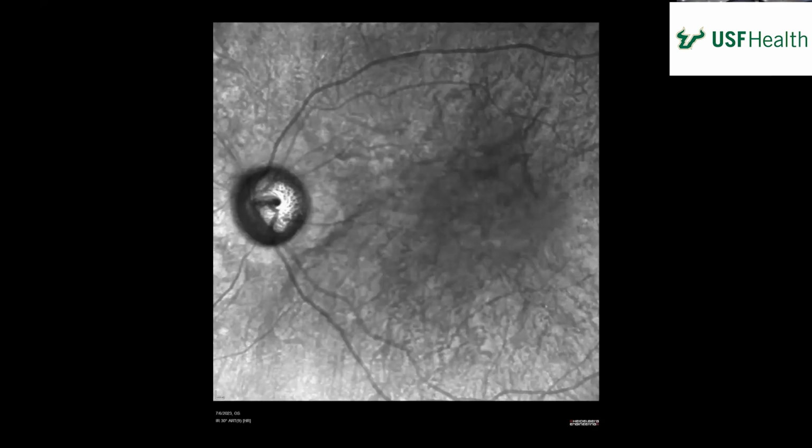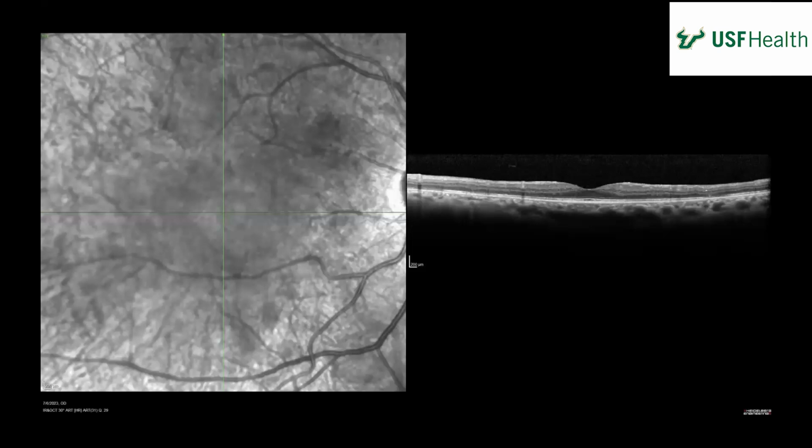These are not critical. Next, we can go to the next slide. Okay, so we have an OCT macula of the right eye. It looks like for the most part, the foveal contour is okay.